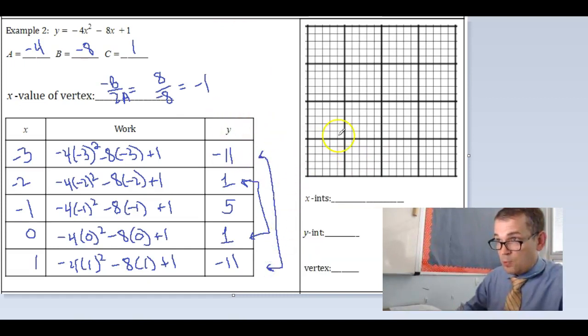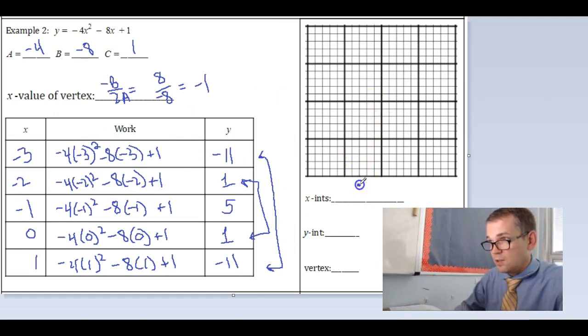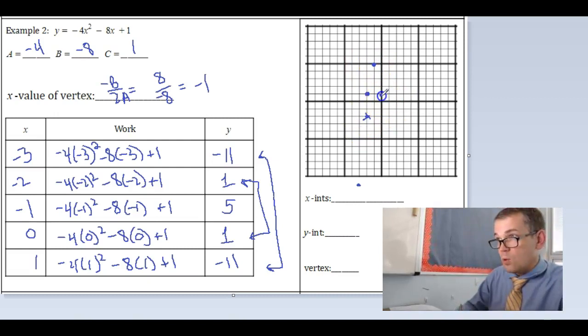And now we'll just plot these points. So I do have the point negative 3, negative 11. That's off the grid, just a tiny bit. Negative 2, 1. Negative 1, 5. 0, 1. Wait, negative 2, 1 wouldn't go there. What am I thinking? Negative 2, 1 would be up here. I don't know what I was thinking there. So negative 1, 5. 0, 1. And then 1, negative 11.